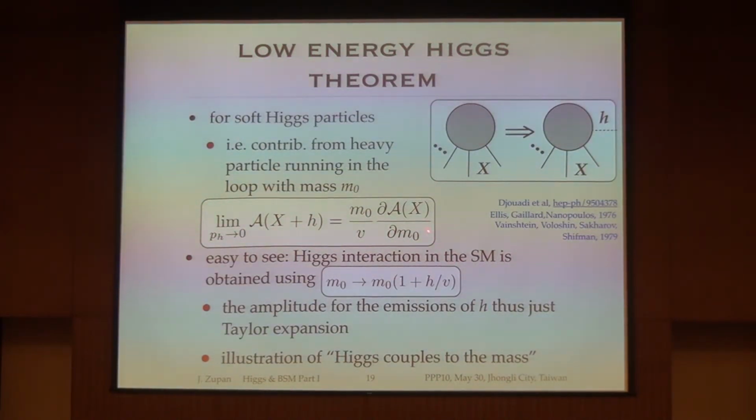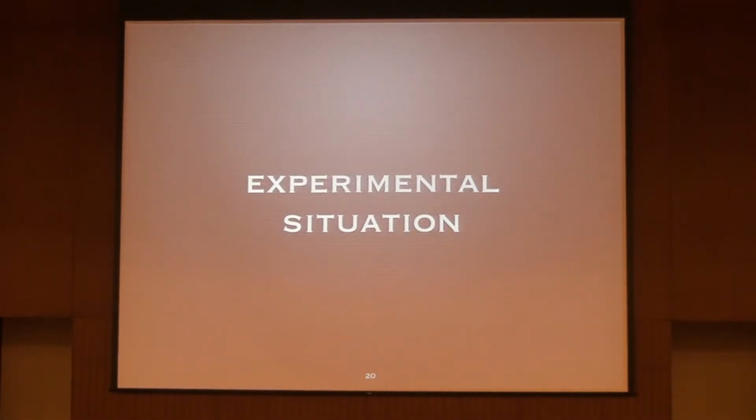So you only Taylor expand. Well, the Taylor expansion means that you take a derivative with respect to the mass of the fermions which are running in the loop. And it's really an illustration of the Higgs coupling to the mass. And I'll use this formula further down the road to derive the leading order expressions for the decay widths, in BSM physics, of the couplings to the Higgs. It's a very nice formalism. Okay, so now let me move on to the experimental situation.